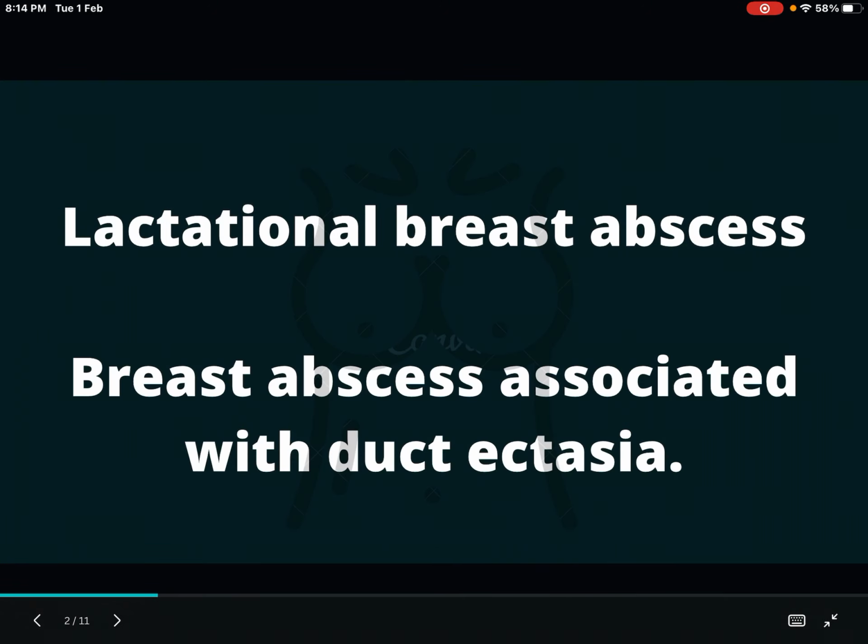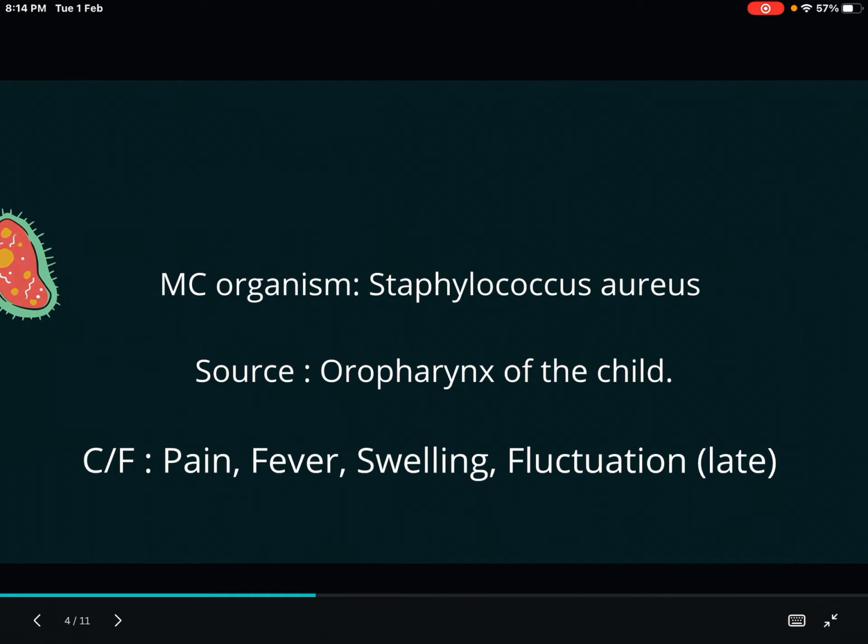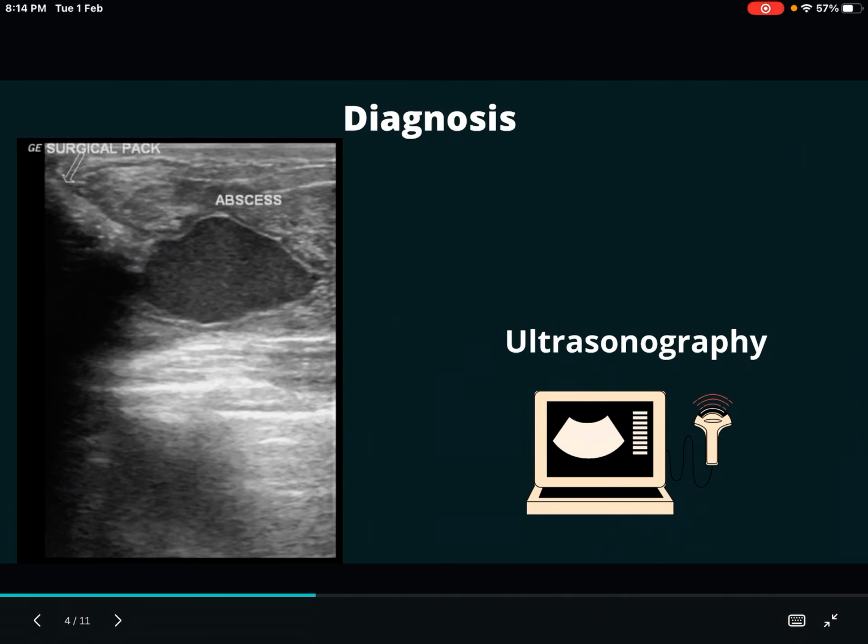You can revise with me. Breast abscess, there are 2 types. Lactational breast abscess, breast abscess associated with duct ectasia. First, we are going to talk about lactational breast abscess. Most common organism Staphylococcus aureus. Source of infection is oropharynx of the child. Clinical features include pain, fever, and swelling. Diagnosis is through ultrasonography. You can see the abscess there.